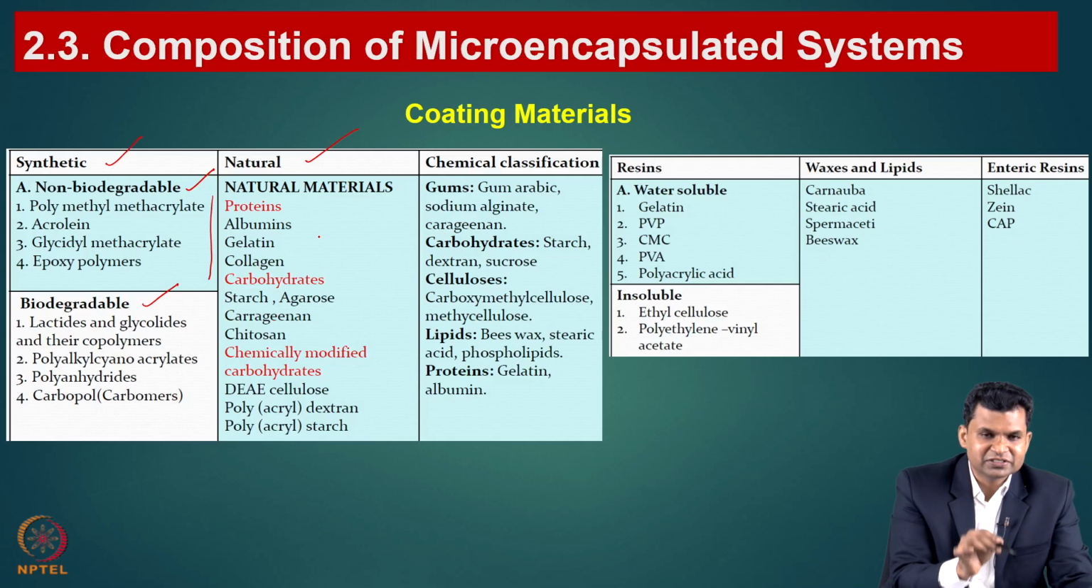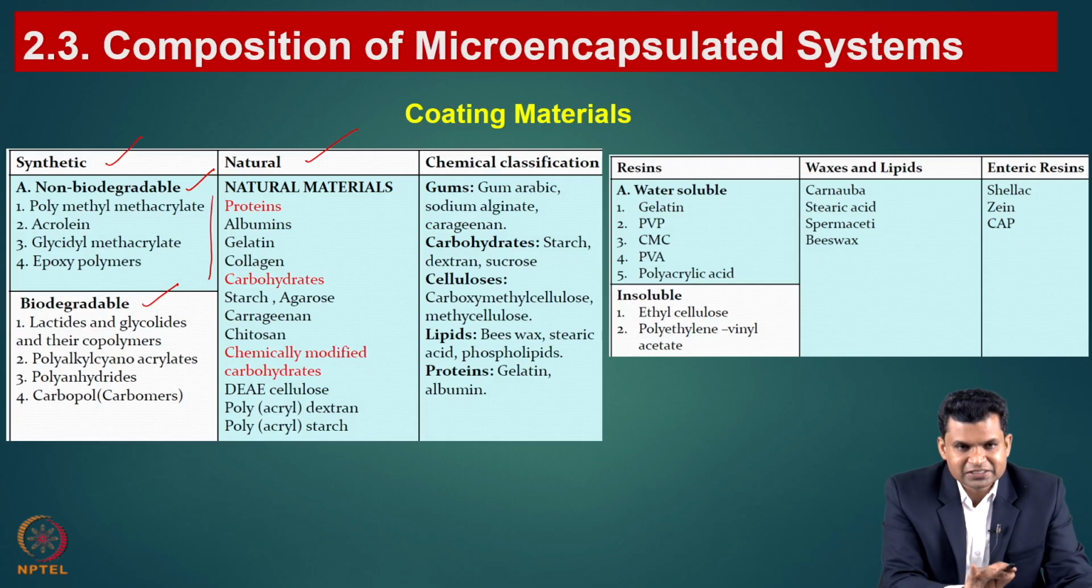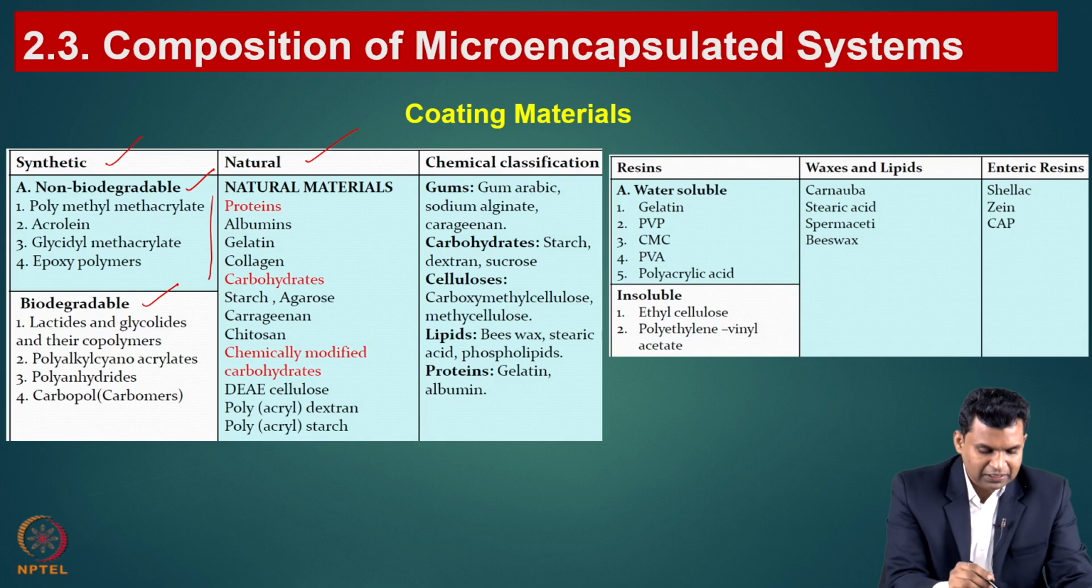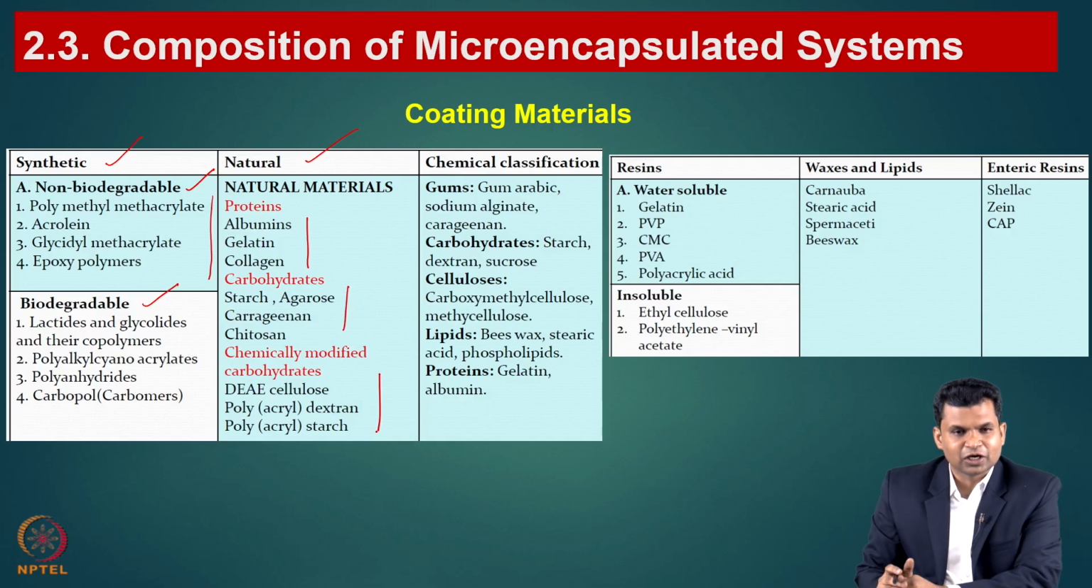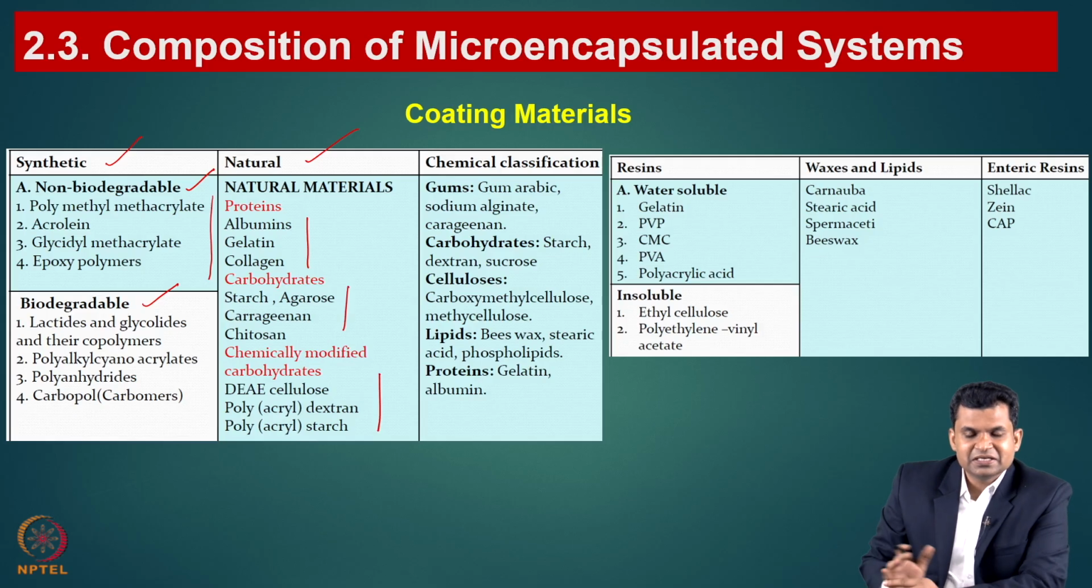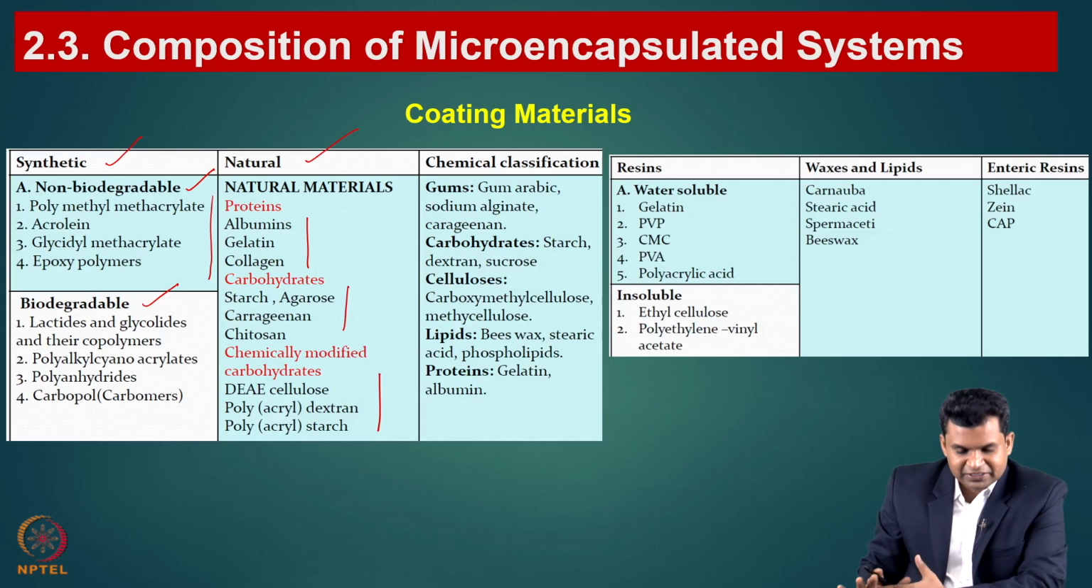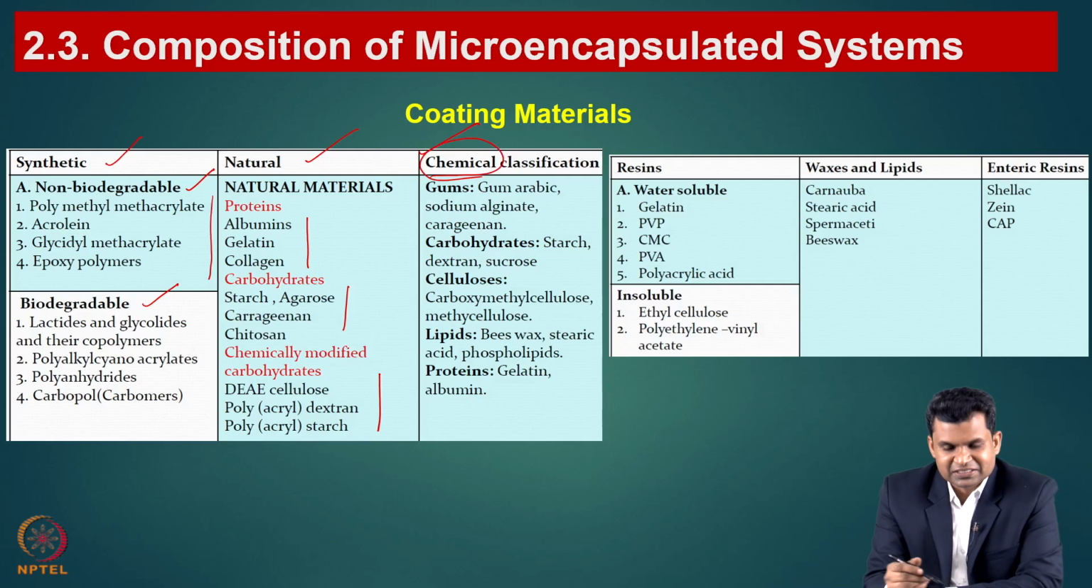This also we have discussed, the advantages of natural and synthetic polymers. These are examples like albumin, gelatin, collagen and the carbohydrate classification, and there are chemically modified carbohydrates, which are semi-synthetic types of materials. Also we can classify based on the chemistry. So, various types of biomaterials, or you can say coating materials, are available.